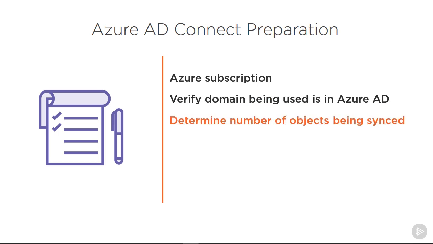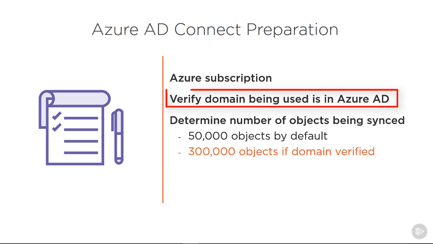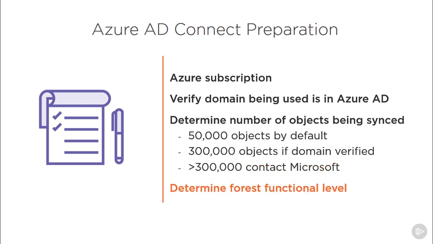Then we have some considerations regarding the number of objects that are going to be synchronized. By default, out of the box, you can handle 50,000 objects. No big deal. Anywhere between 50,000 and 300,000 objects, we have to go back to bullet number 2 in the slide here, and that's where we have to make sure our domain is verified. If you're going greater than 300,000 objects, you need to reach out to Microsoft and talk with them in regards to how you're going to manage that number of objects. And then we need to look at what our current forest functional level is at, because there's a minimum requirement of our forest functional level.